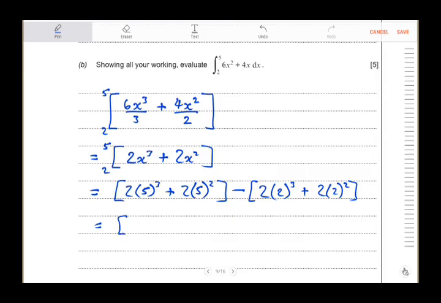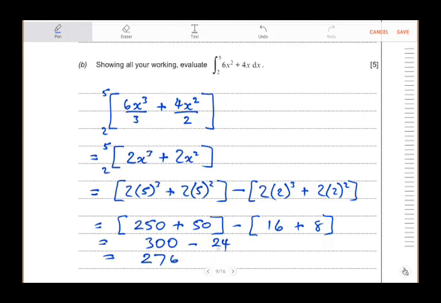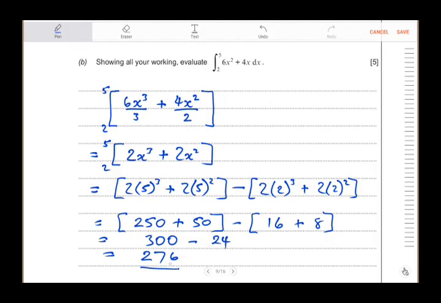5 cubed is 125. Times 2 is 250. 5 squared is 25. Times 2 is 50. Take away. 2 cubed is 8. Times 2 is 16. 2 squared is 4. Times 2 is 8. So then we have 300. Take away 24, and the final value is 276. I'll just double check now, add those two, yeah, I get 300. And there's my value for that part B. Okay, thank you very much.